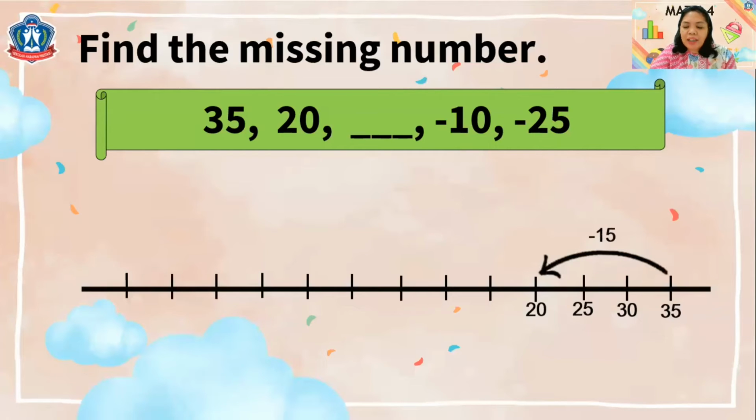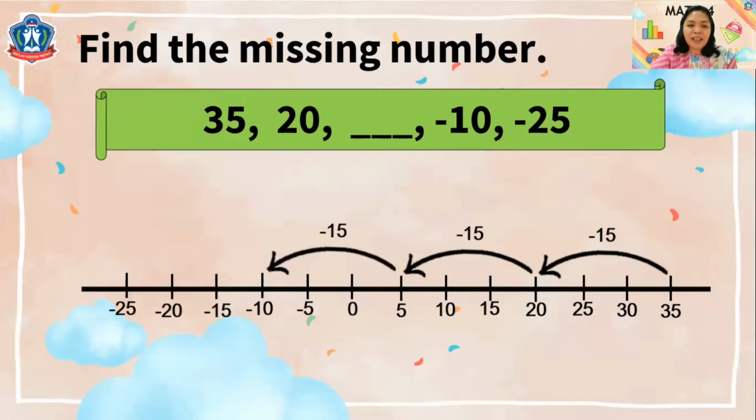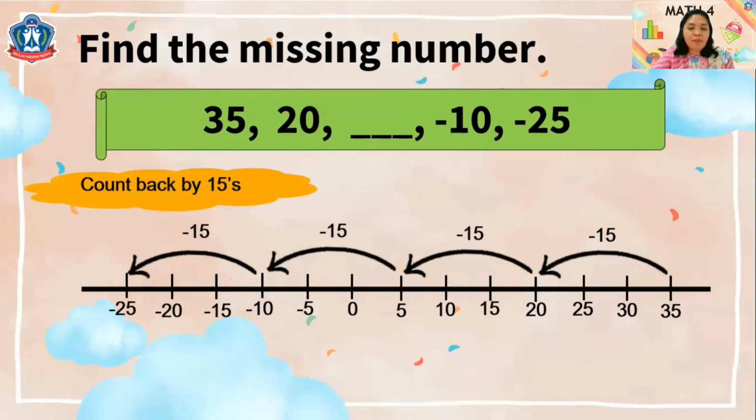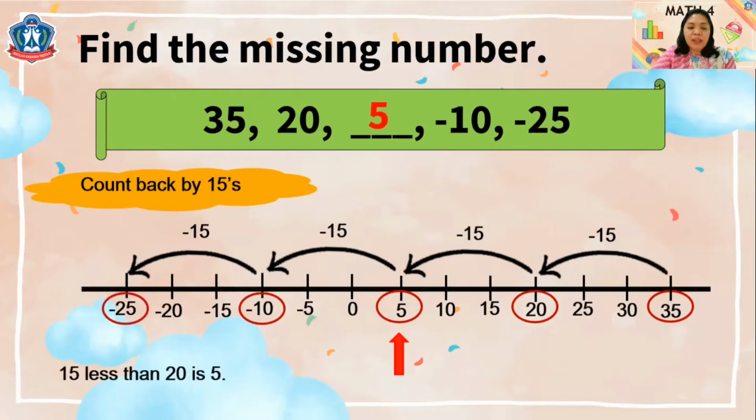So we subtract 15. From 20, we subtract by 15, that is 5. Then we subtract another 15, that is negative 10. And another 15, that is negative 25. So therefore, the gap or the difference is by counting back by 15. As you observe, from 35, 20, and after 20 is 5. So this is our missing number. After 5, we have negative 10 and negative 25. So 15 less than 20 is 5. So the missing number is 5.